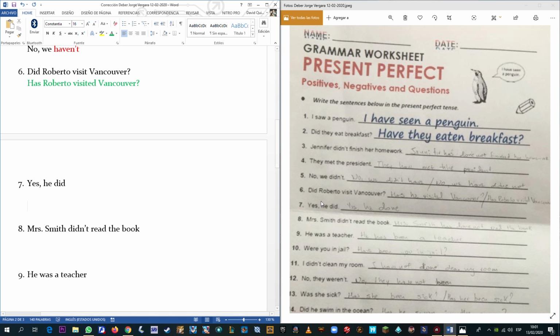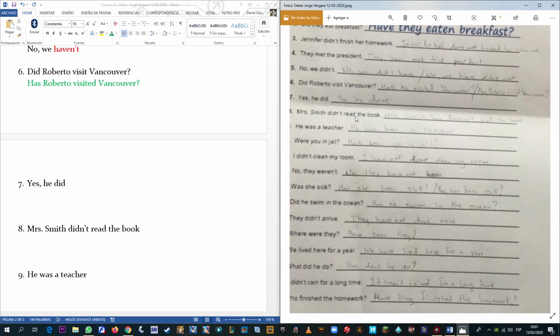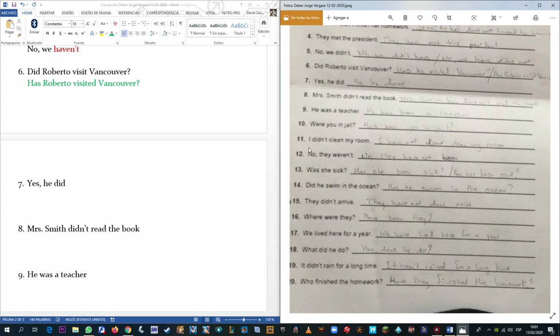Let's take a look at the seventh example. Yes, he did. So let's go faster. And our student has written, yes, he done. No, it is not correct. What would be the correct answer? If you know it, write it down in the comments below. Yes, he has. Yes, he has. We changed did to has because we have he as the personal pronoun.